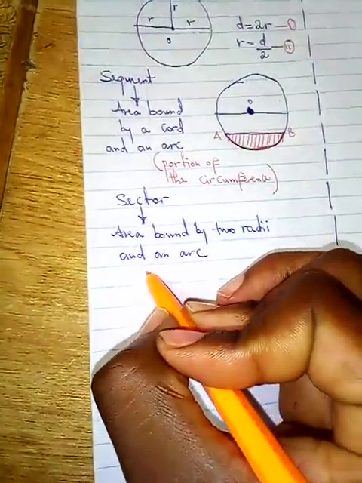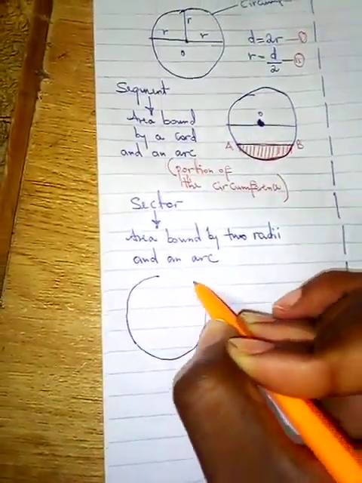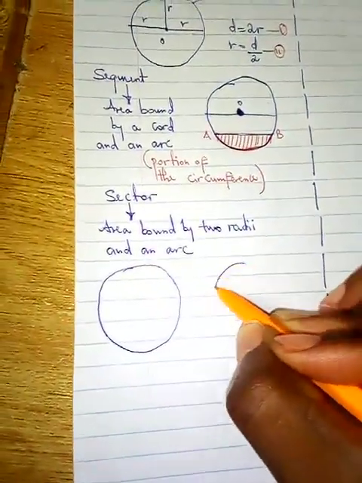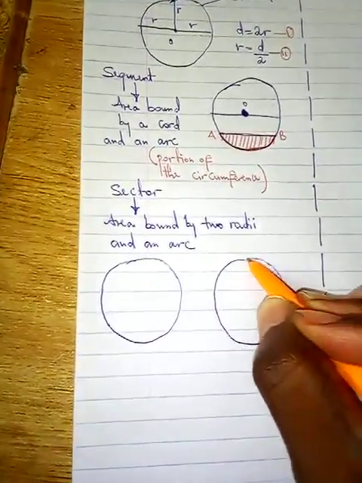An example, if we look at this circle, I'll also put another one here because I want to show you guys a difference here.